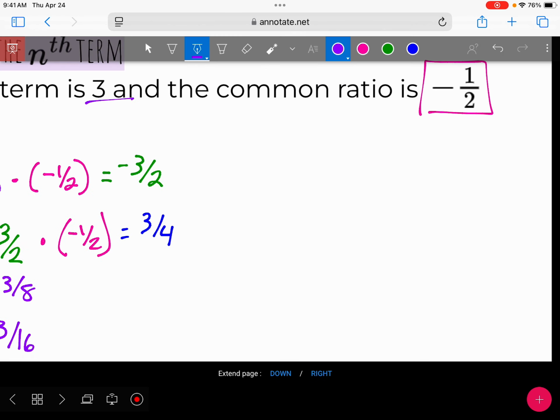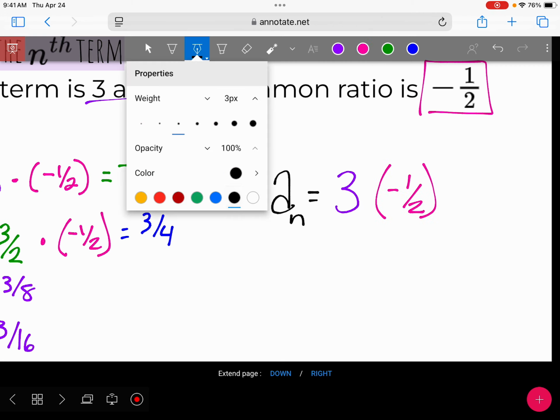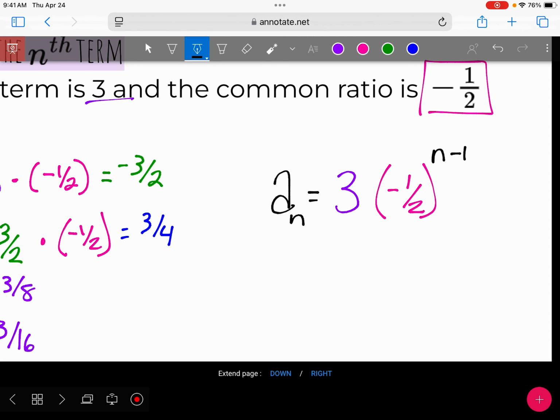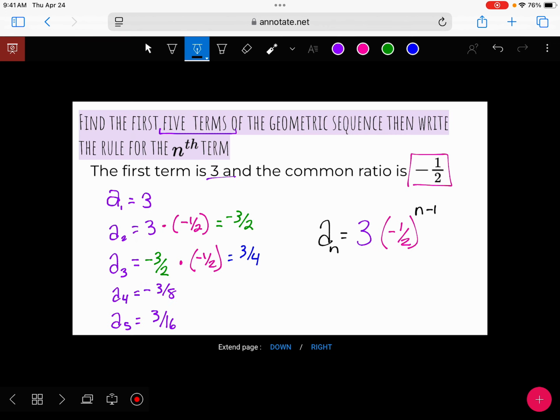A sub 5: 3/16. So let's find our a sub n, our generic. How could I find any number at all? A sub n equals 3 times negative 1/2 to the power of n minus 1.